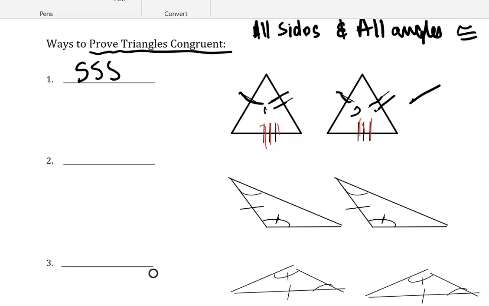Number 2, you'll notice what we have marked. We have 2 angles that are marked. And we also have the one side that is in between those 2 angles. So if you look at this side, it lies in between the 2 angles that we are given. So we write that as angle, side, angle, because the side that you are given lies in between the 2 angles. We talked about that earlier. That will also guarantee our triangles are congruent.